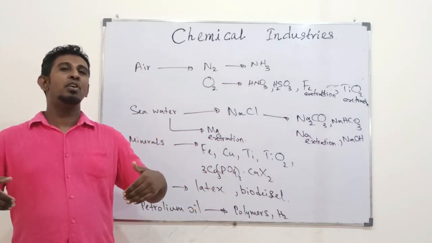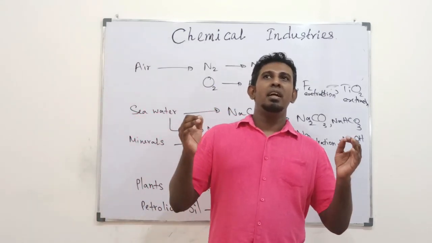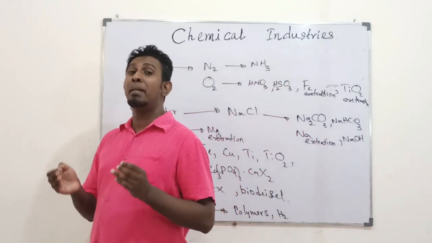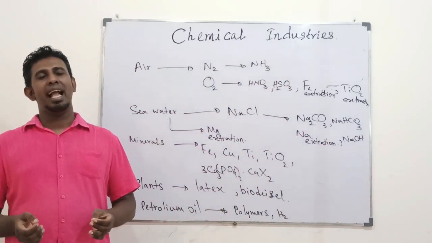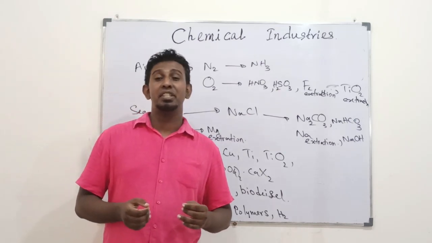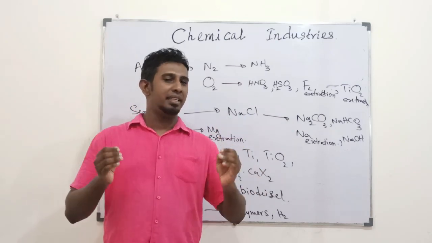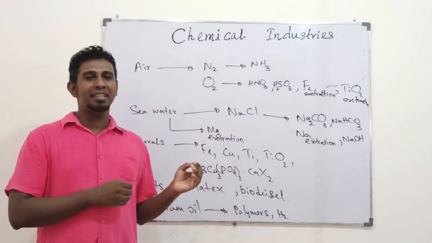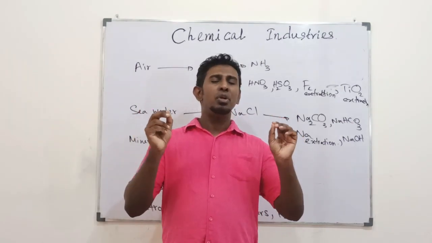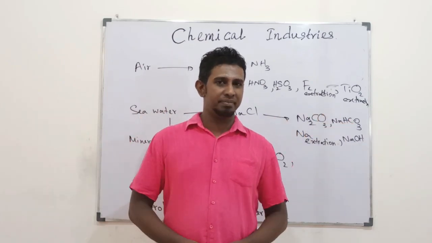Then production of soap. Then we will be talking about the polymer industry. Then plant-based industries such as production of vinegar, production of ethanol, production of biodiesel and essential oils. Those are the industries we have in our syllabus. Okay students, we are going to discuss those industries in our next videos.